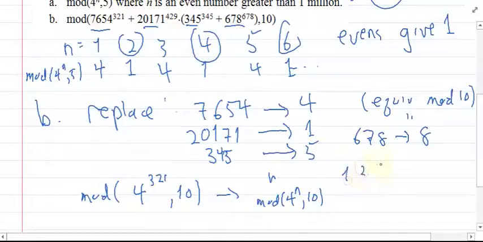So I'll take 1, 2, 3, 4, 5. So 4 to the 1 gives me 4. 4 squared gives me 16, which is 6. 4 cubed, well, cubed is 16 times 4, which is 64, which gives me 4 again. So it looks like I'm getting this pattern: 4, 6, 4, 6, 4, 6, 4, 6.